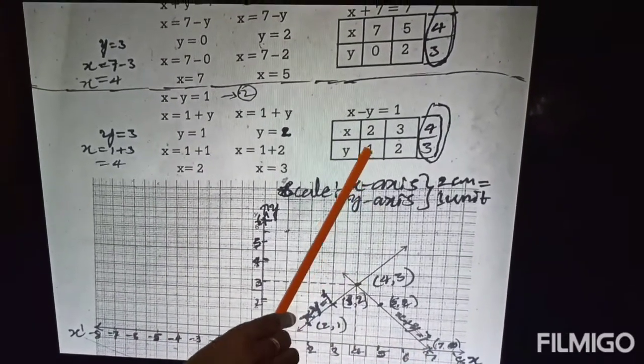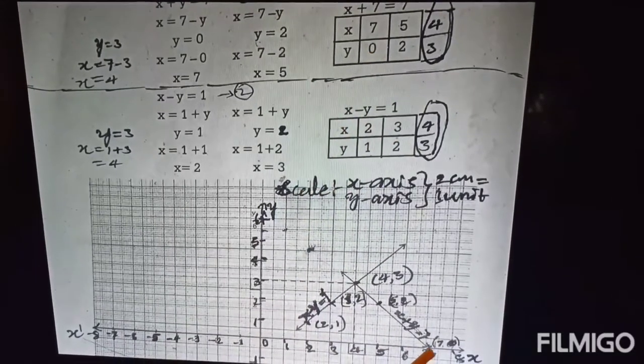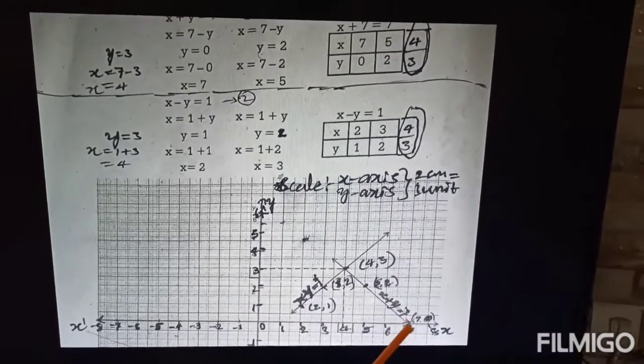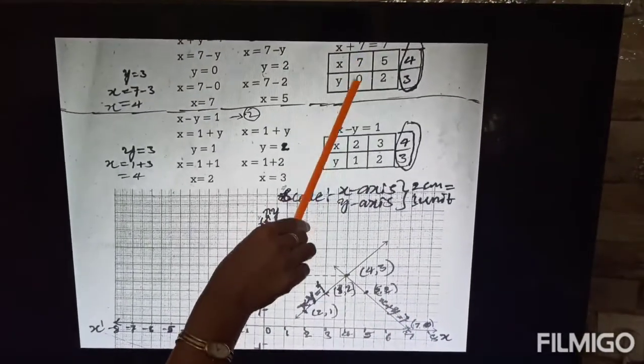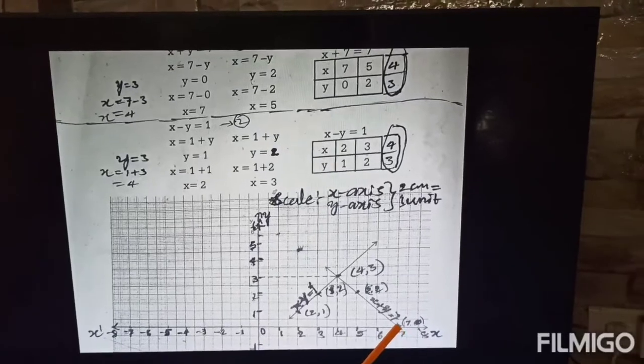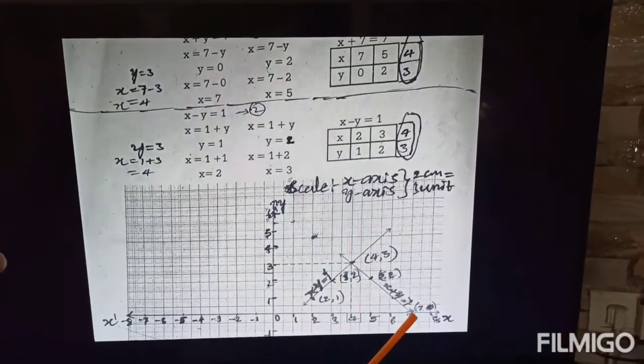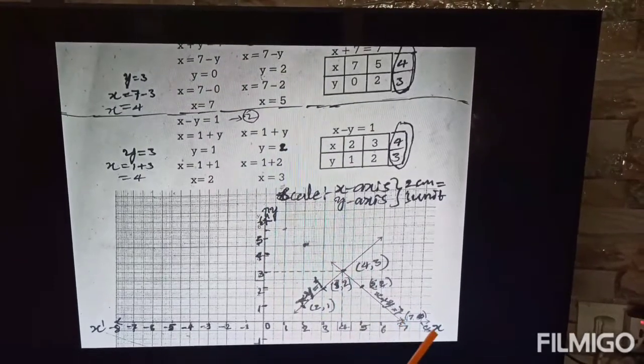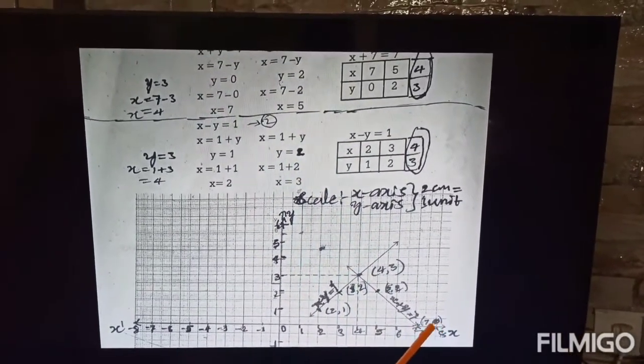Here we have 0, no? 0 means we can't go up or down. That we have to mark on the x-axis only. Therefore 7, 0 is this point. Here only we have to mark the point, it comes on the x-axis only. 7, 0. Okay.